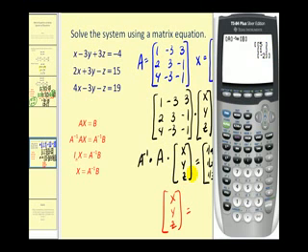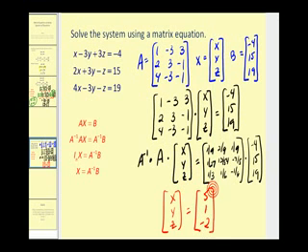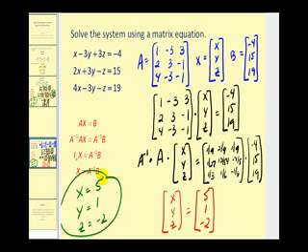Let's go ahead and write that down. So the solution to this system would be x equals 5, y equals 1, and z equals -2. So it's a great way to solve a system, especially if you're allowed to use technology to find the inverse matrix as well as find the product of matrices. But either way, this is a great application of matrices.